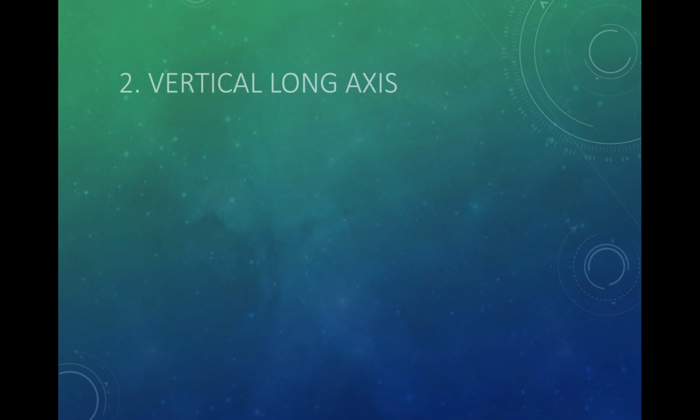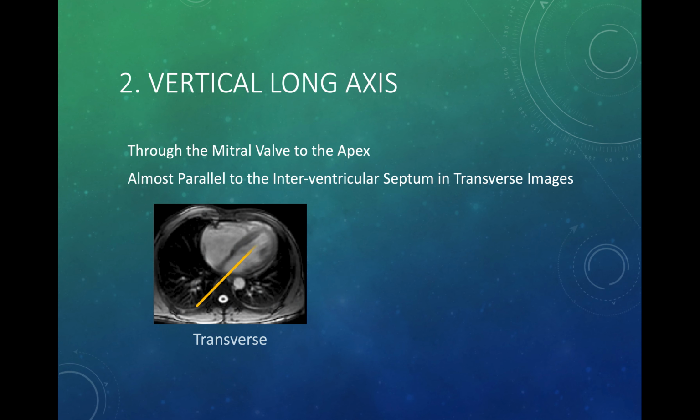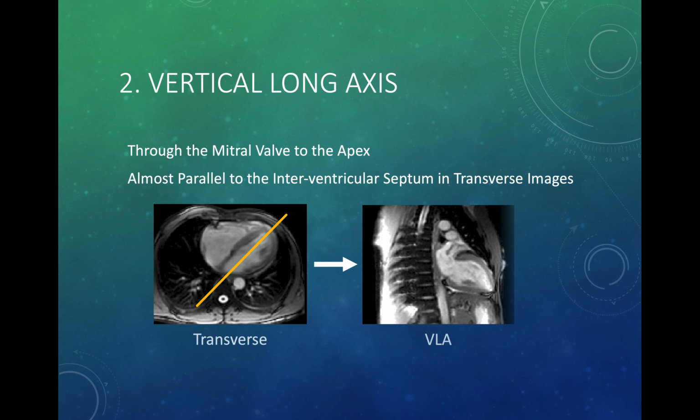So using those localizers, on the axial localizer, if you told your radiographer to plan a line passing through the mitral valve toward the apex, so this is the left ventricle, left atrium, and right ventricle, this line passing through the mitral to the apex would provide you with a view called the vertical long axis, or a two-chamber view, as you may see: left ventricle, left atrium.